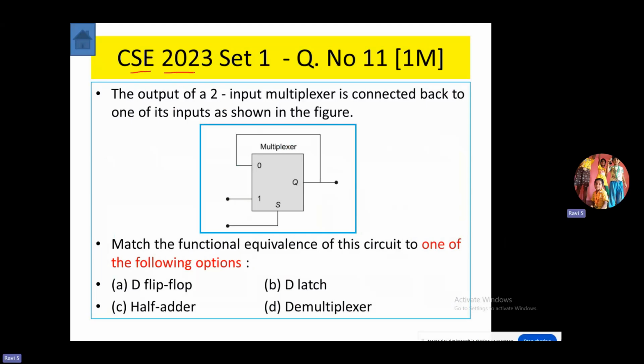GATE CSE 2023. The output of a two-input multiplexer is connected back to one of its inputs. So here, according to the given figure, the output of a 2-to-1 multiplexer is connected back to this input, I mean, the zero input. Match the functional equivalence of this circuit to one of the following options. Four options are given. We need to match with one of the options.